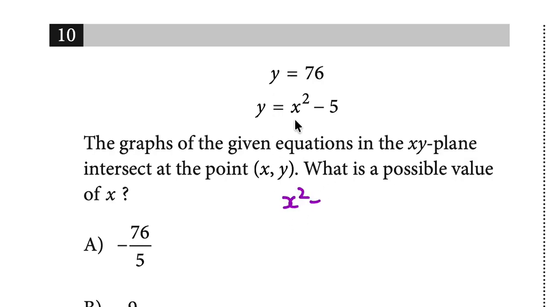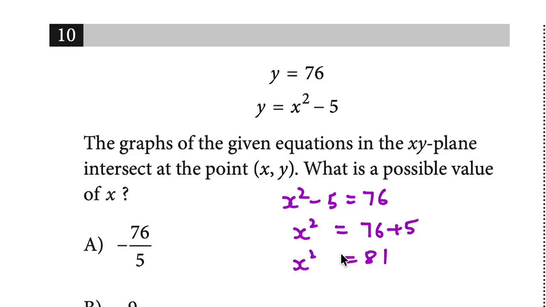We can equate them: this is equal to y and this is also equal to y. So x squared minus 5 is equal to 76, and we have to calculate for x. Adding 5 on both sides, 76 plus 5, x squared is equal to 81.